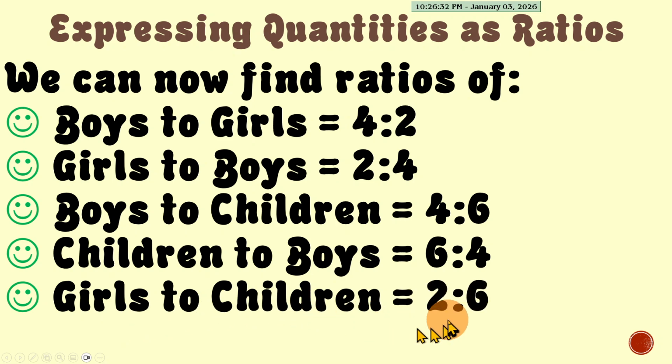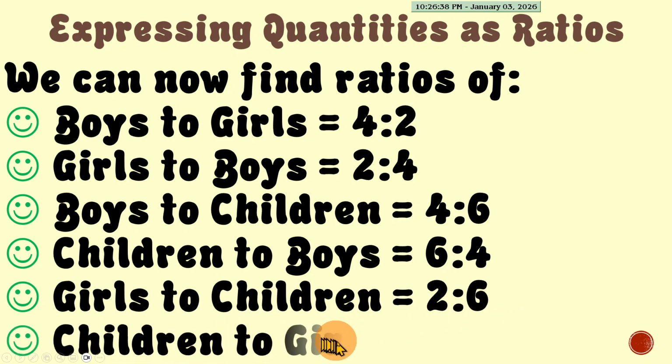Girls to children, 2 girls, 6 children. And if it's reversed when they ask for children to girls, it's going to be 6 children to 2 girls. Now, what normally will happen is, I'm not saying they're going to use boys and girls and children on the test. But what you would do is read the question very carefully, and when they ask you for the ratio, you identify those numbers.